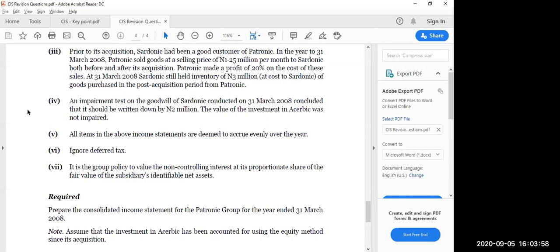It is the group policy to value the non-controlling interest at its proportionate share of the fair value of the subsidiary's identifiable net assets. We are required to prepare the consolidated income statement for the Patronic Group for the year ended 31st March 2008. Note, assume that the investment in Acerbic has been accounted for using the equity method since its acquisition. People of God, can we go ahead? Yes, we can go ahead.